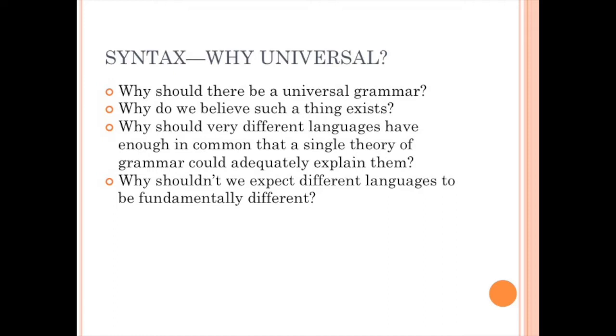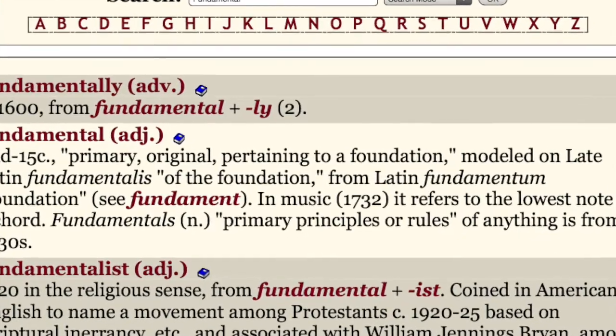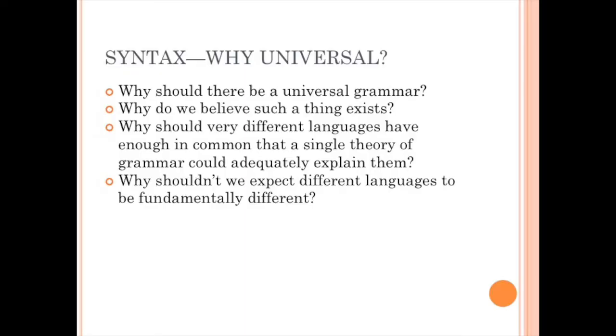Why should we expect that very different languages that originated, or at least evolved, independently of each other, should have enough in common that a single theory of grammar could adequately explain them? Why shouldn't we expect different languages to be fundamentally different? Not just different on the surface, but fundamentally different, different at the foundations. But why should linguists expect grammar to be universal? Where is the evidence that the grammars of each language are not fundamentally different?